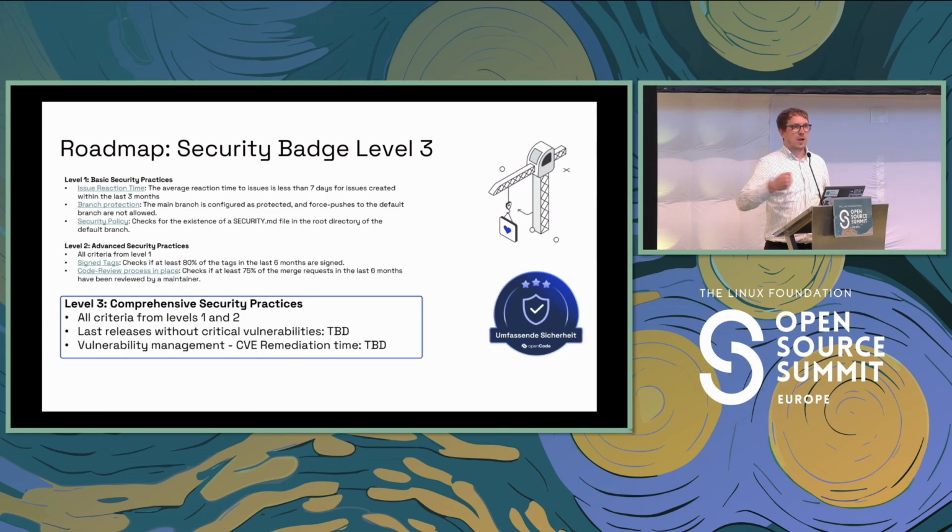To get into supply chain security aspects and criteria, we now need to look much more at what the curation of the software development lifecycle means for the project. So we're currently working on criteria around releases without critical vulnerabilities and offering vulnerability management within OpenCode to identify the severe remediation times.